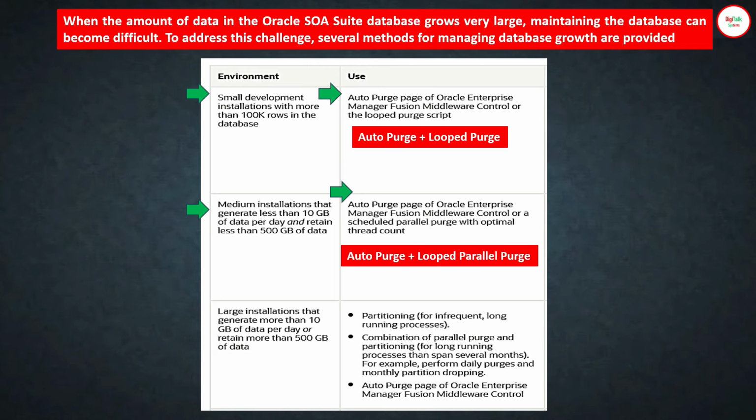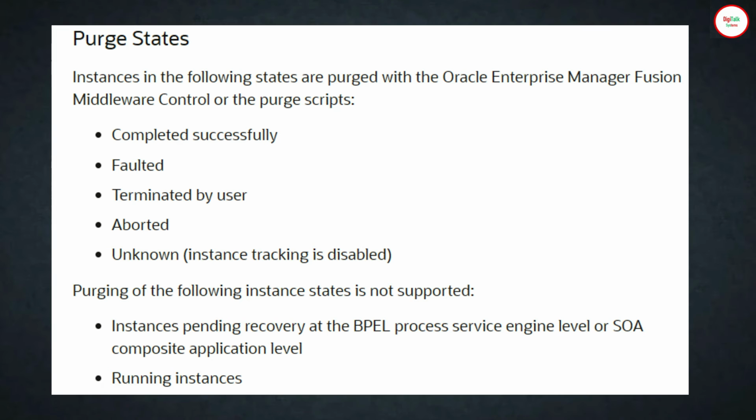If you have a medium profile, then you can enable the auto purge option from the EM console, or you can use the loop parallel purge option. And if you have a large installation, a large profile, then you can use all of the combinations: you can use the auto purge, the loop purge, or the loop parallel purge, along with the partitioning option by enabling certain parameters that I am going to explain to you.